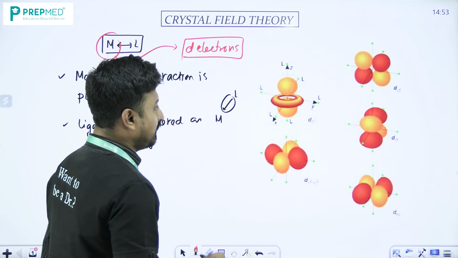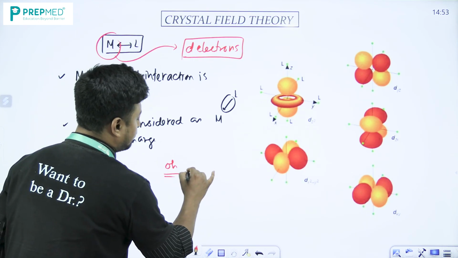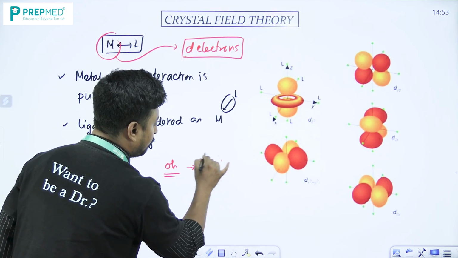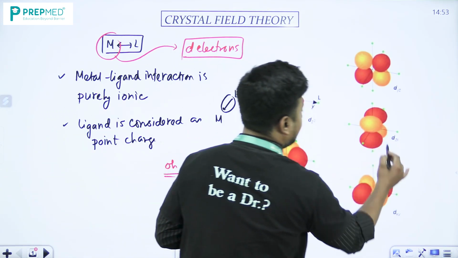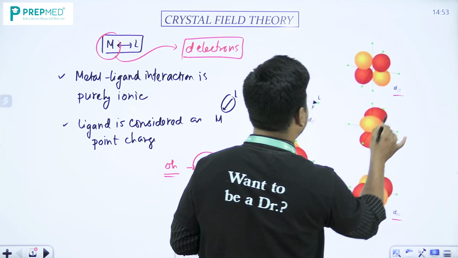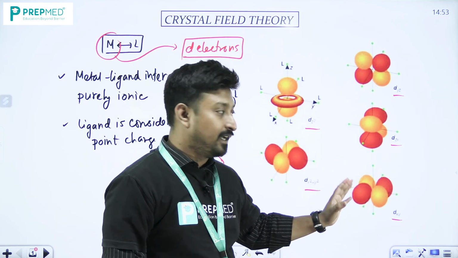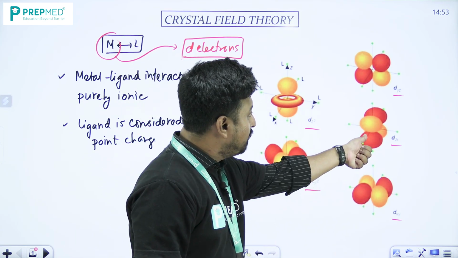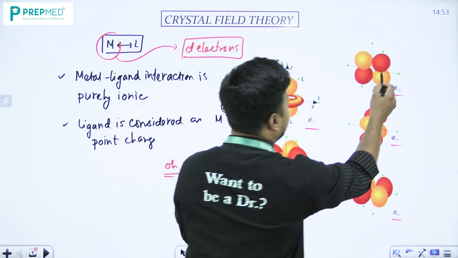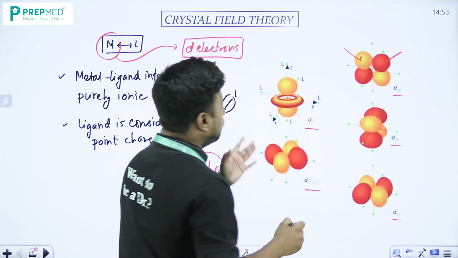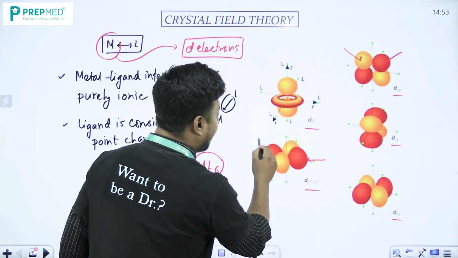Now let's see the d orbitals. If I talk about an octahedral complex, suppose I am talking about an ML6 complex, what type of orbitals does the metal have? There are dxy, dyz, dzx, dz square, and dx square minus y square. Here dxy, dyz and dxz are basically in between the axes. But dz square and dx square minus y square are basically along the axes.